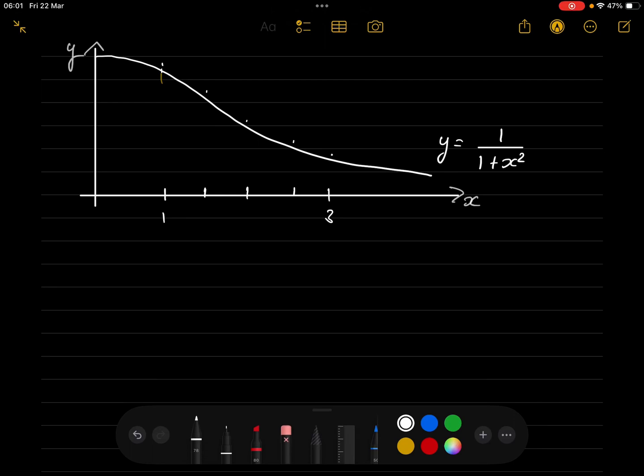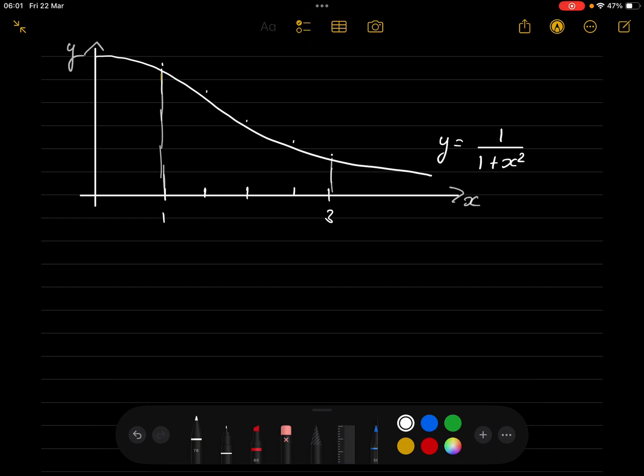Let's have some fun with the curve y equals 1 over 1 plus x squared, the reciprocal graph. In particular, let's find out the area between x equals 1 and x equals 3. And actually, I'm going to approximate it using trapeziums.